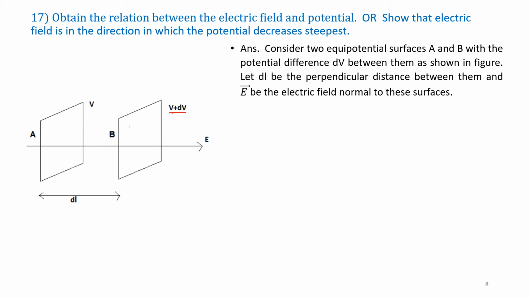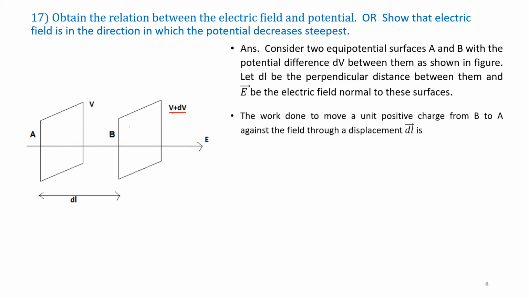Let dl be the perpendicular distance between them, and E be the electric field normal to these surfaces. So this is the perpendicular to these planes, E is the direction of this field. The work done to move a unit charge from B to A against the field through a displacement dl is given by dW equals E dot dl, or dW is equal to E dl cos pi, because the angle between the plates is pi.